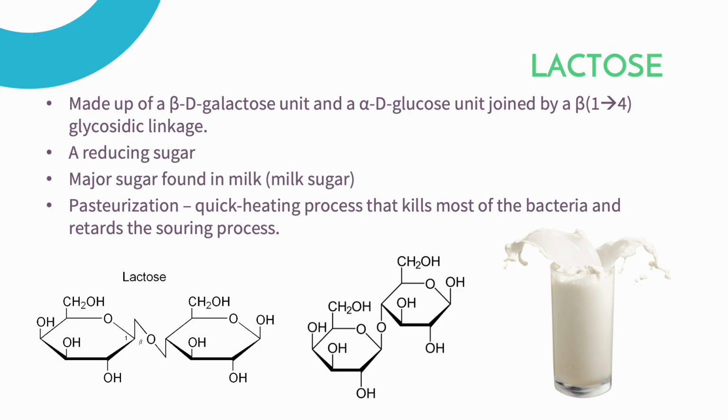Lactose is made up of a beta D-galactose unit and an alpha D-glucose unit, which is joined by a beta 1 to 4 glycosidic linkage. Now, this is a reducing sugar, and this is a major sugar found in milk. In mammalian mammary glands, the enzymes take glucose from the bloodstream and then synthesize lactose in a four-step process. Lactose is an important ingredient in commercially produced infant formulas that are designed to simulate mother's milk.